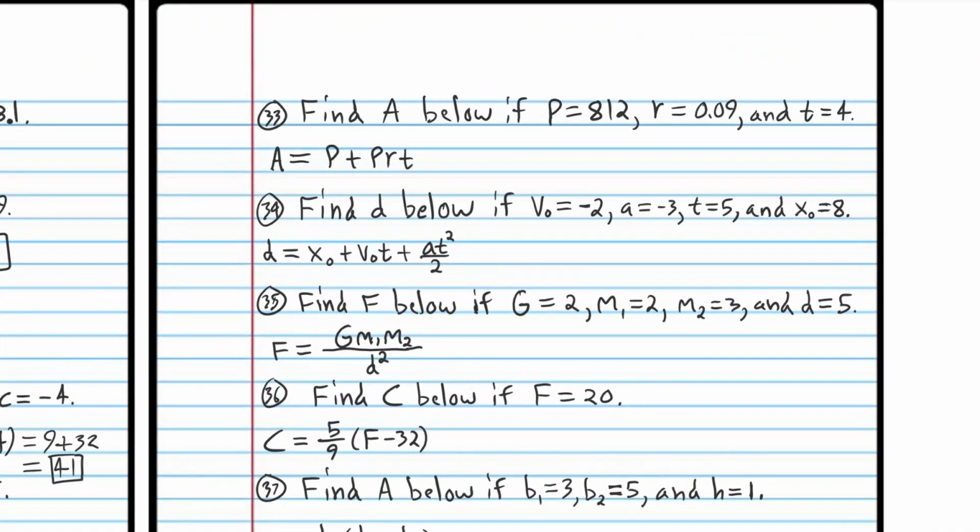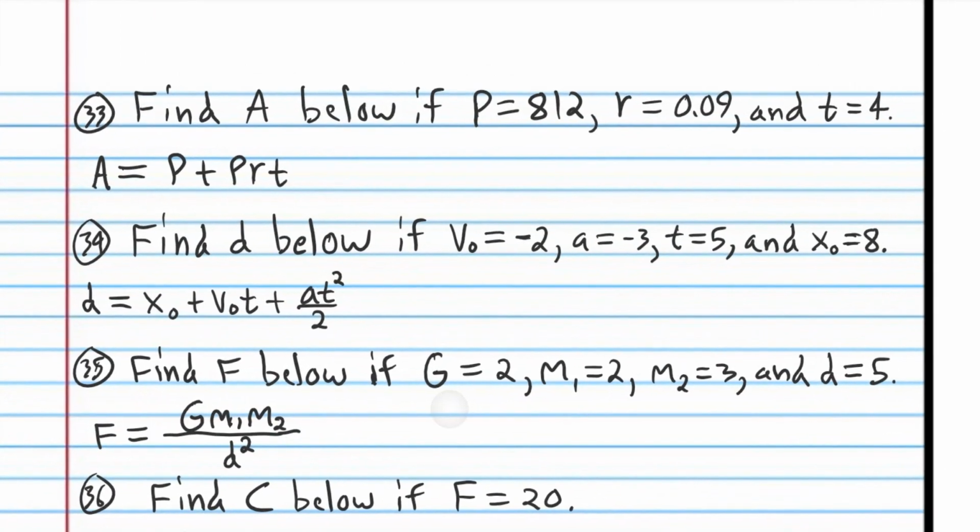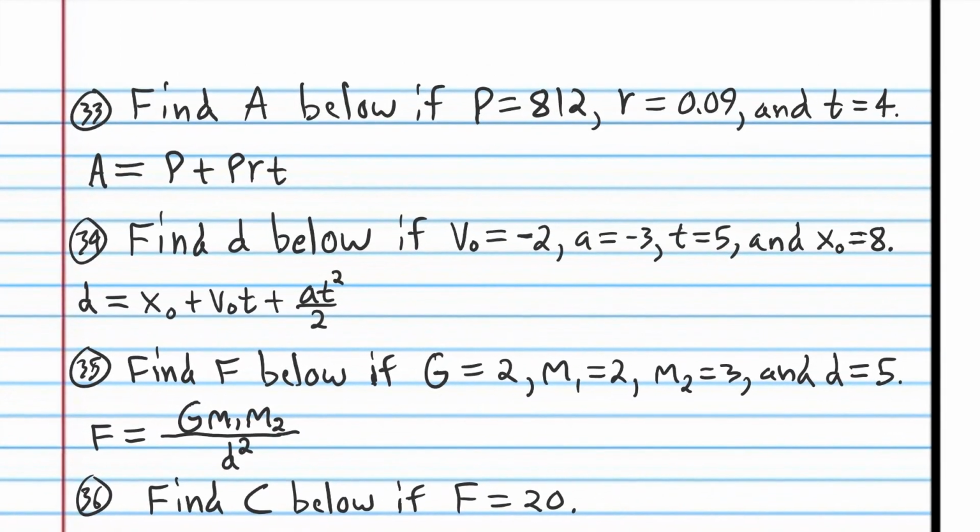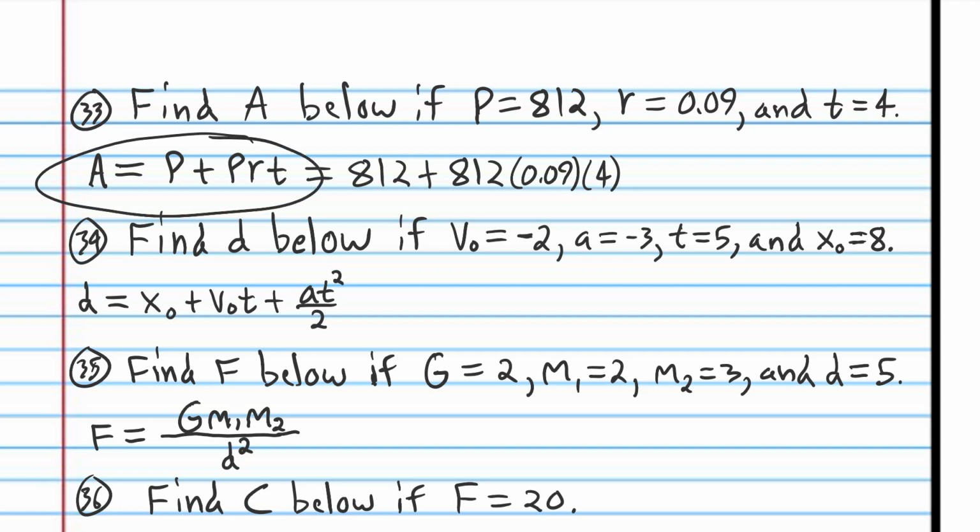All right, number 33. Go ahead and try number 33, and when you come back, we'll do it together. All right, we're back. P is equal to 812. And R is equal to 0.09, and T is 4. Now you may recognize this formula from my previous course. That's the interest formula, the simple interest formula.